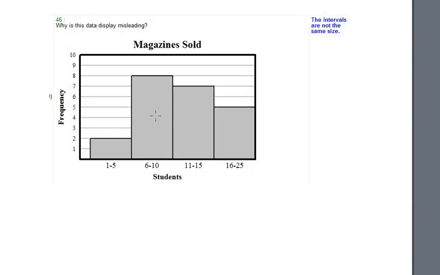Okay, why is this data display misleading? Well, we have 1 to 5, 6 to 10, 11 to 15, and 16 to 25. The intervals are not the same size, so it's very misleading and very hard to interpret.